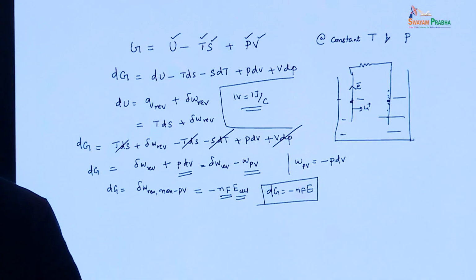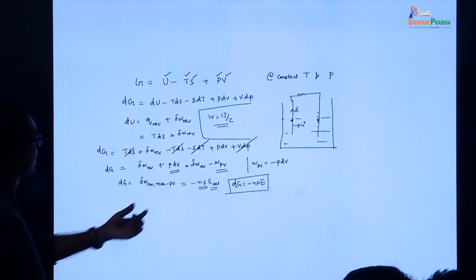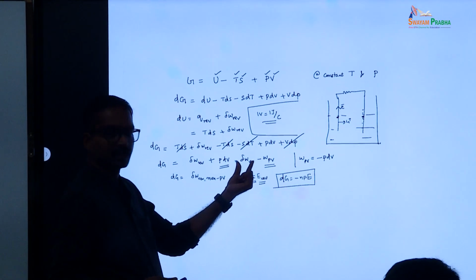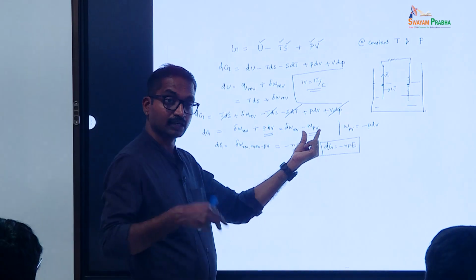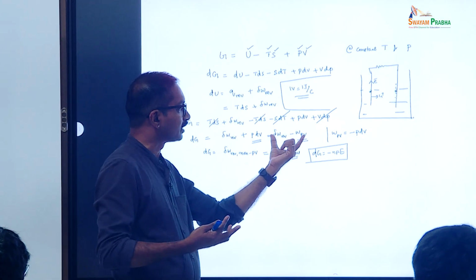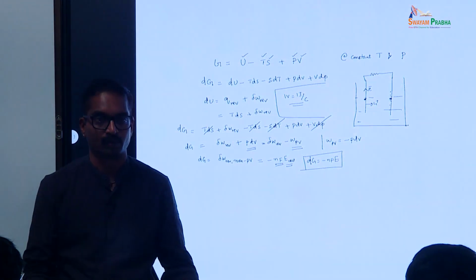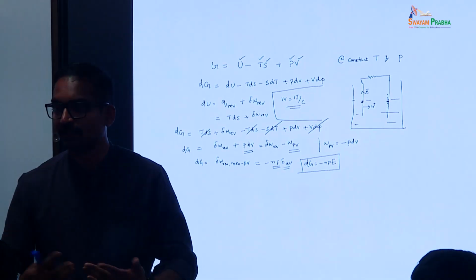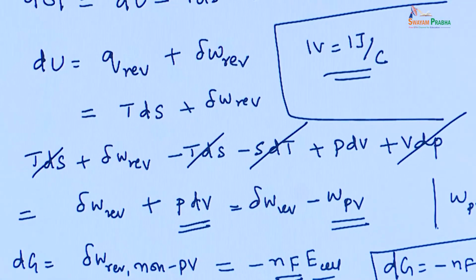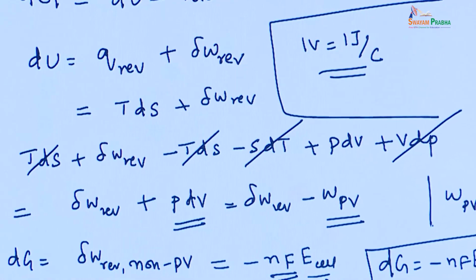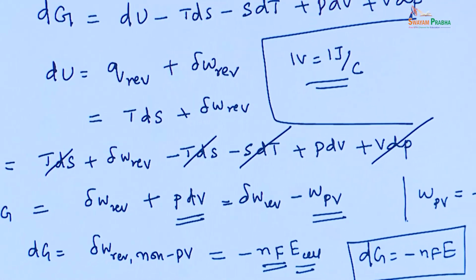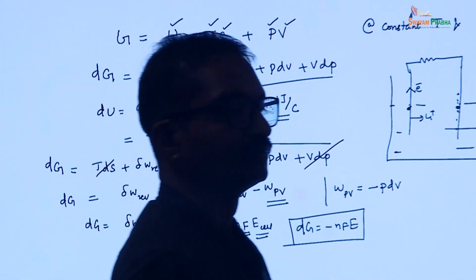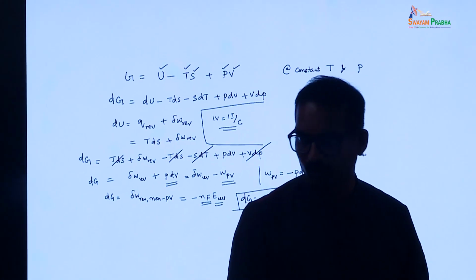Pressure volume work. The way it looks, I have a total reversible work, and in that I am subtracting the pressure volume work. That means this entire term is a non-pressure volume work. What is that non-pressure volume work? It can be anything, a mechanical work or electrical work. So for electrochemistry, this non-pressure volume work we term as electrochemical work.